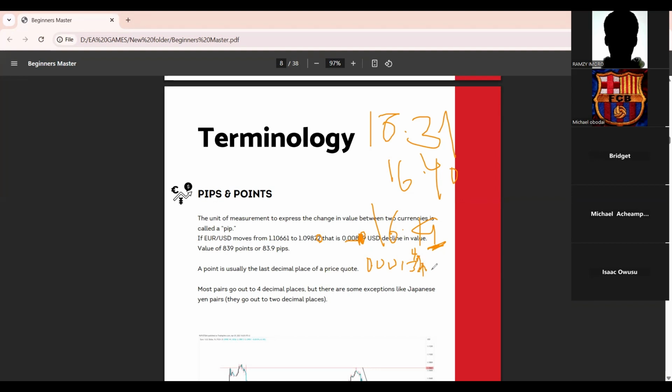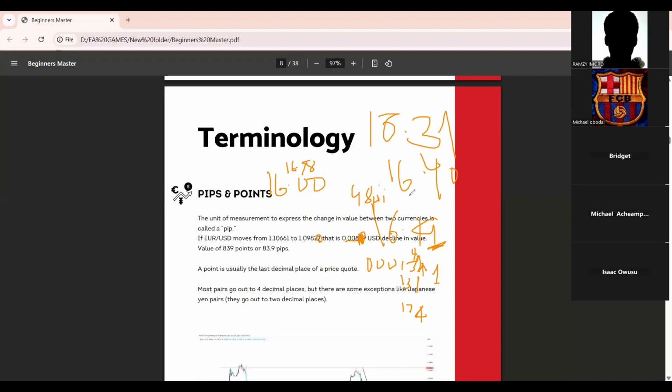And how many pips have they changed? One pip. If we move from 1.3 to like 1.7, how many pips has it moved? Four pips. So the currency has moved four pips. Sometimes you see a trader seeing dollar to Ghana cedis move from 16.0 to 16.98, and the person says the currency has moved 98 pips. And people will be like, what is pips? What is this person saying?